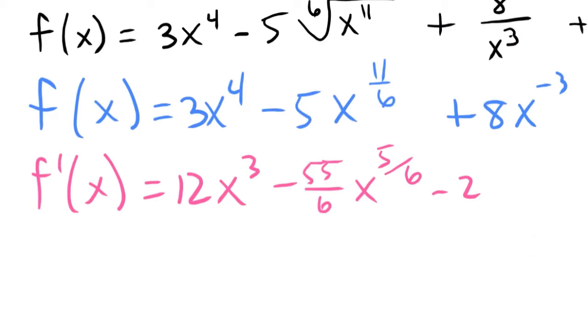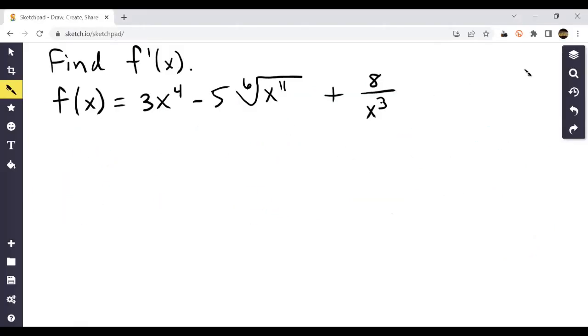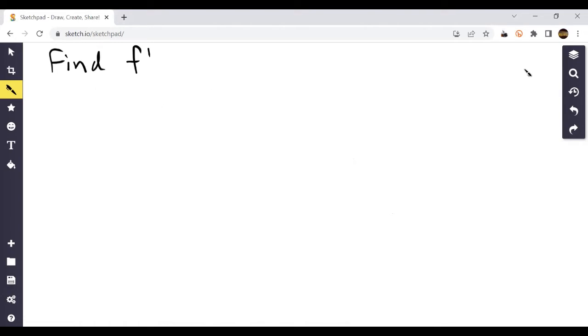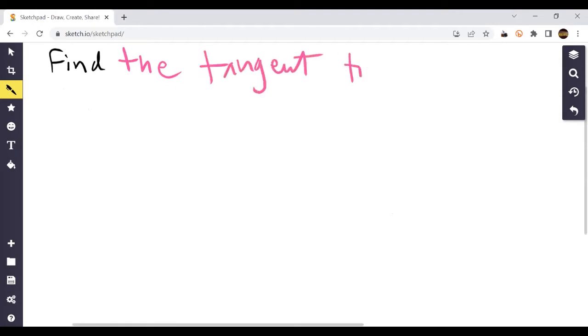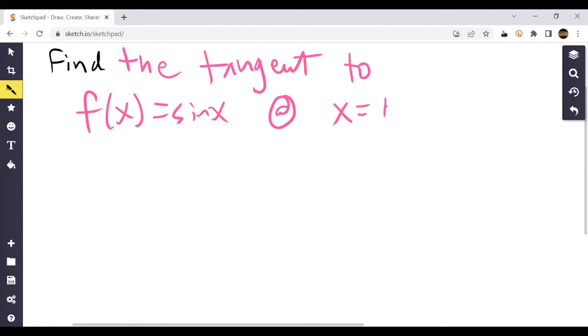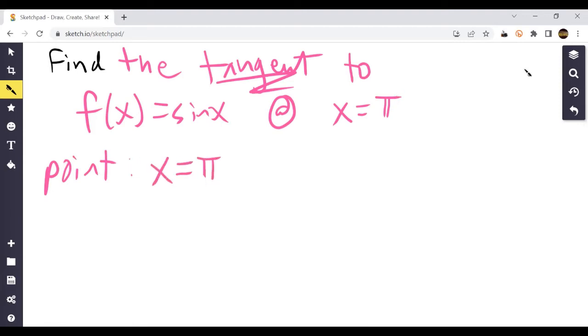Now, another problem I want to focus on is finding the tangent, right? The tangent. So let's say something like find the tangent to, let's say, sine of x, and where at x equals pi. So if you want a tangent line, you need a point. And for a point, you need an x coordinate, which is given. It's just pi.